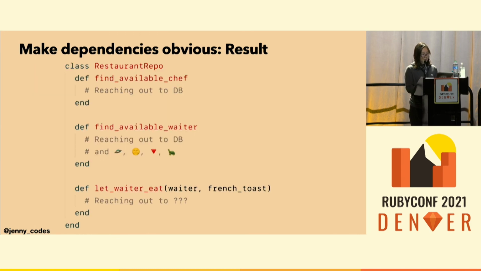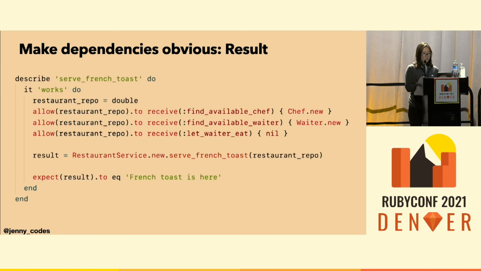And we can use a plain Ruby class for our restaurant repo. It serves as a wrapper to those messy dependencies. We can separately test those dependencies if we want, and we should. But the point is, the test of our refactored serve French toast restaurant code becomes very easy. We just need to initialize an object that implements those methods and pass it in as an argument. And there are no surprising random test doubles anymore.